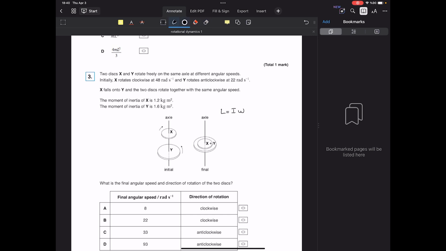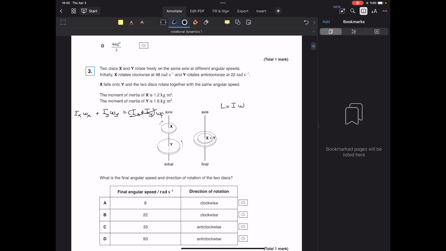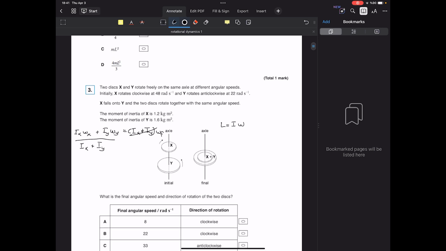L equals I omega. So the initial total angular momentum is going to be Ix times omega x plus Iy times omega y. And when they combine, their moments of inertia add. So this will be Ix plus Iy times their final angular velocity. So we can simply divide by their moments of inertia. The thing here is that they rotate in different directions, and angular momentum is a vector quantity, as is angular velocity.